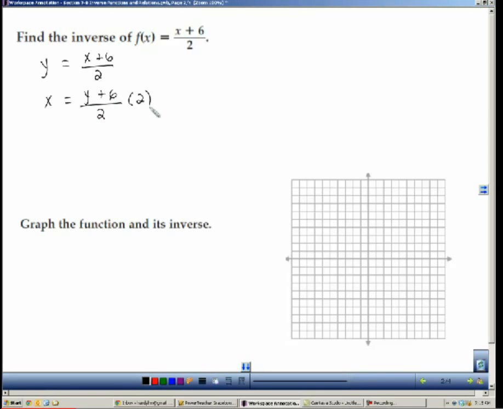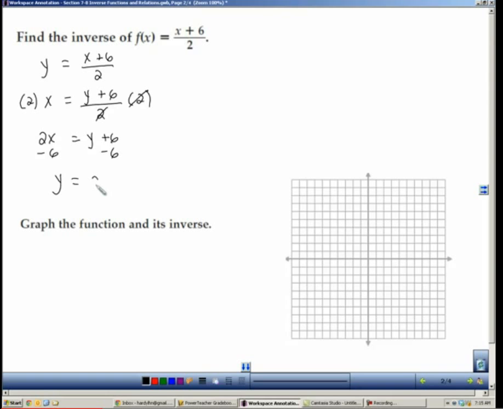So I'm going to multiply both sides by 2. 2x equals y plus 6. Subtract 6. Then we'll put the y on the left, so y equals 2x minus 6. And the last thing I'll do is put it back in function notation to show that it's an inverse function. So the inverse function is 2x minus 6.